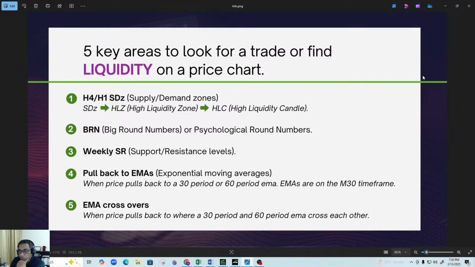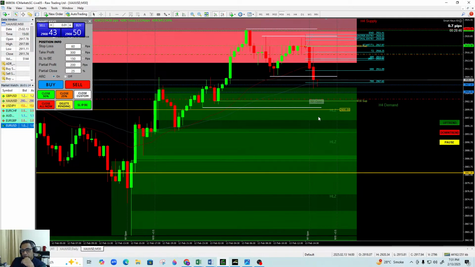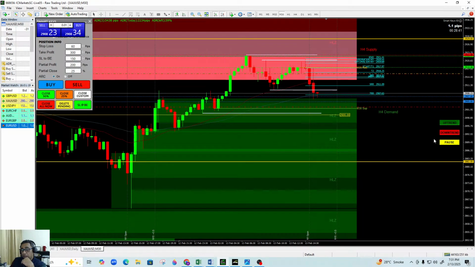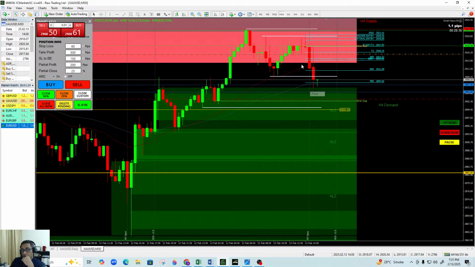I keep putting this chart up on the stream. At any one of these, I've explained what these are many times over. So basically there are 5 areas of liquidity that I consider on a price chart. There may be more, I don't know about them, but there are 5 areas that I consider. The liquidity candle is one, the BRN is another, weekly SR levels are another, and the EMAs, the EMA crossovers, where the EMAs cross each other.